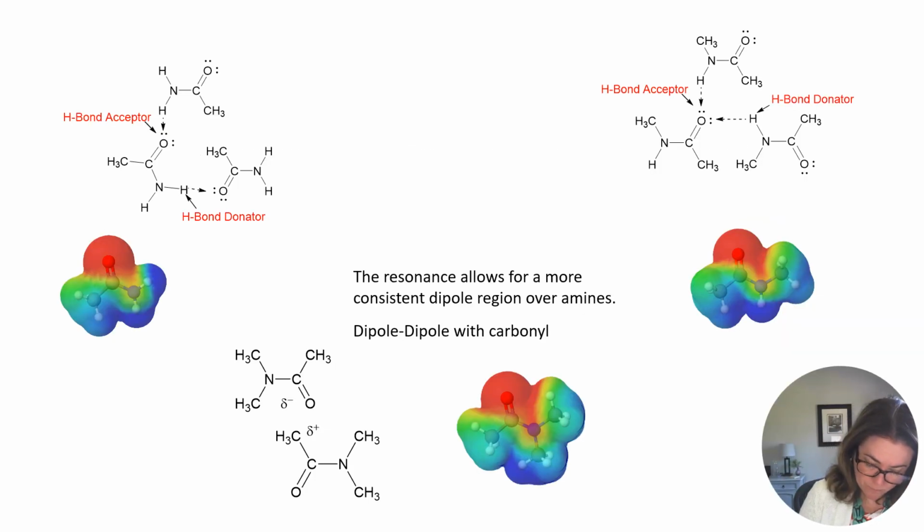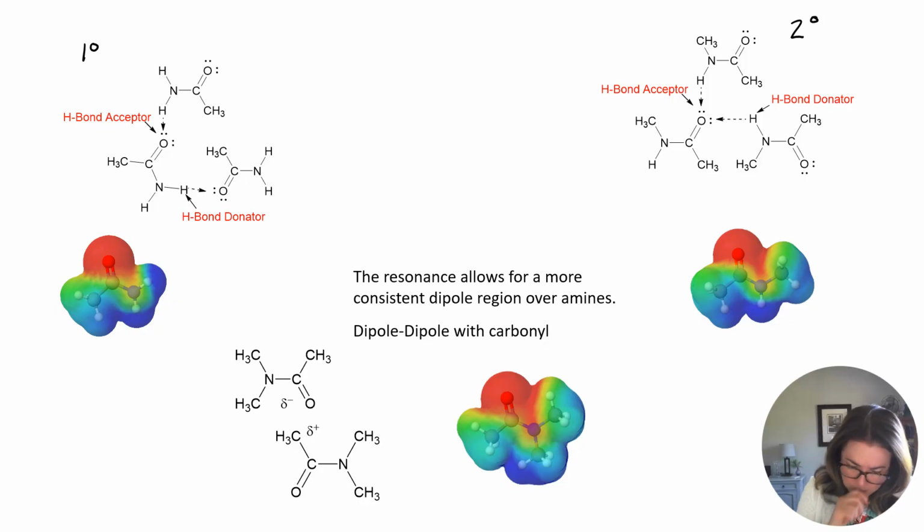All right, so for our primary amides, you can see that the oxygen will be able to act as a hydrogen bond acceptor, and the hydrogen on the nitrogen will act as a hydrogen bond donor. We also see the same thing on a secondary amide, where again the oxygen is going to act as a hydrogen bond acceptor, and the hydrogen on the nitrogen will act as a hydrogen bond donor.